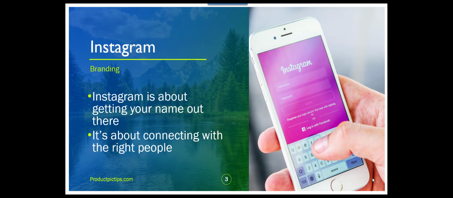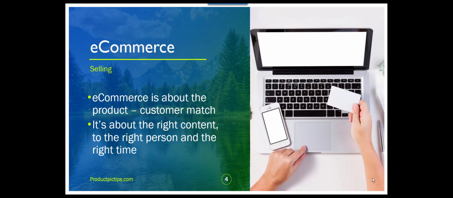Now, Instagram is more about branding, so the photography on Instagram is about getting your name out there and about connecting with the right people. So you want to really get some attractive imagery on there and connect with people in a way to which they will understand you and connect with you. I'll go more into that in a second. Whereas e-commerce is more about obviously selling. So it's about the product customer match, and it's about the right content to the right person at the right time.